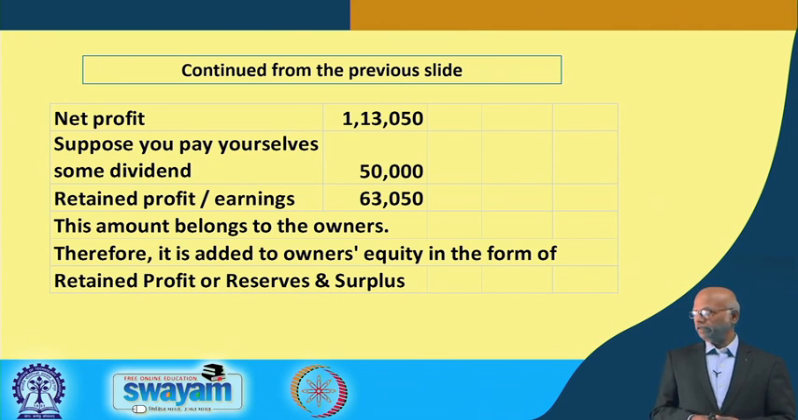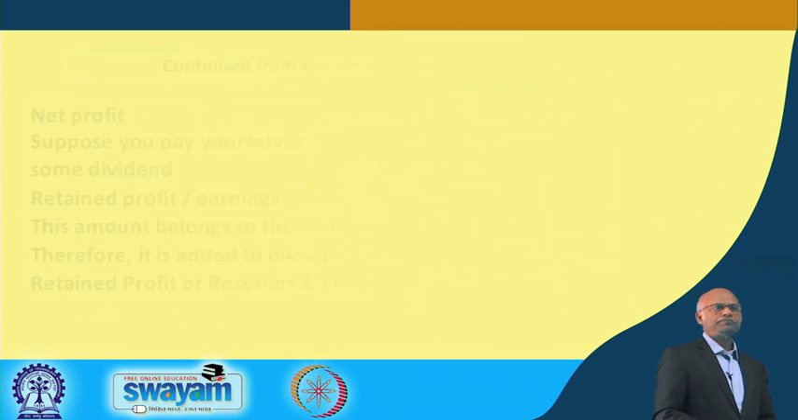This money actually goes to the balance sheet as owner's equity. The entire 1,13,050 belongs to the owner, but they have taken 50,000 rupees back home, that does not remain with the company. So, what remains is only 63,050 after payment of dividend. This is the retained earning and owner's money. So, this is added to reserves and surplus or retained earning in the balance sheet, we will see that.